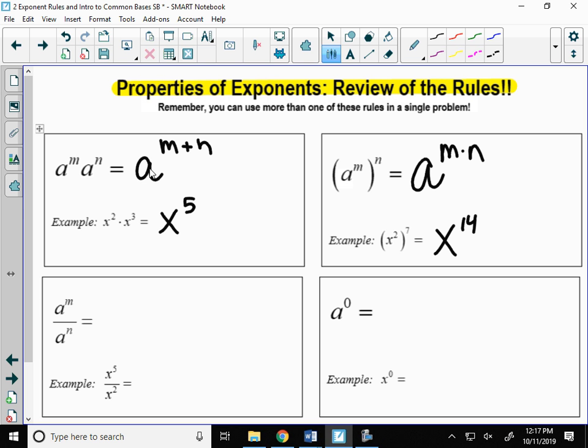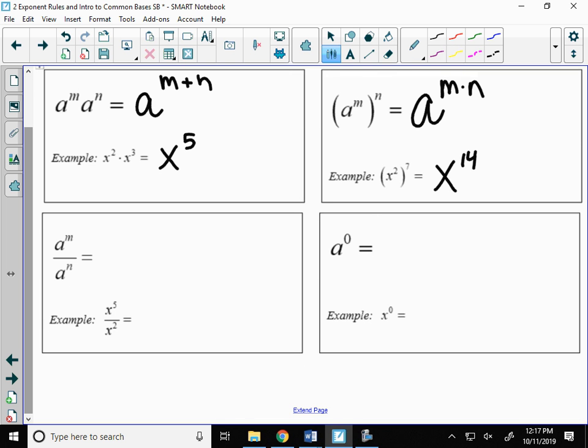All right, what about the next one? A to the m over a to the n. Subtract. So a to the m minus n. So what do I get when I have x to the 5th over x squared? X to the 3rd.